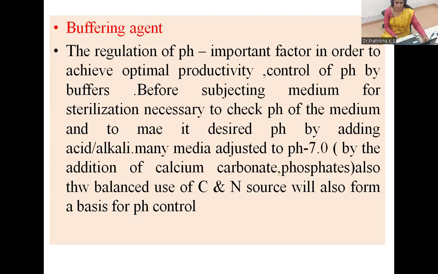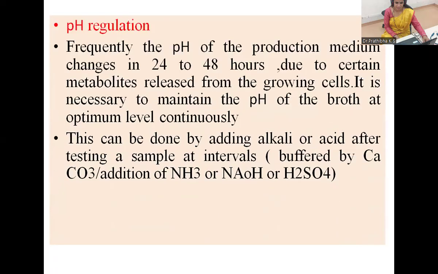Before pouring into the vessel also, one has to check the medium pH. Many media are adjusted to 7. pH 7 will be maintained, okay, by the addition of calcium carbonate or maybe phosphates. Also, balanced use of carbon and nitrogen sources forms the basis for pH control. So this is about pH regulation or the buffering agent.